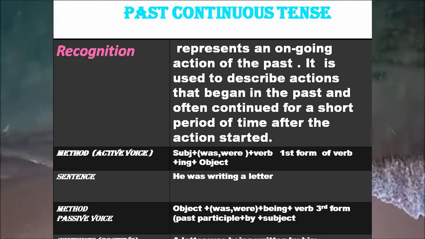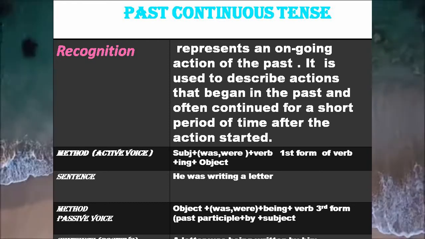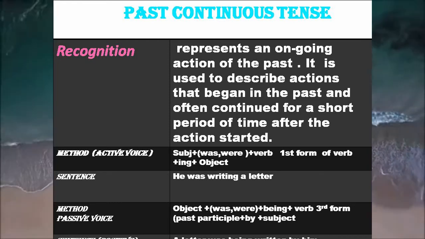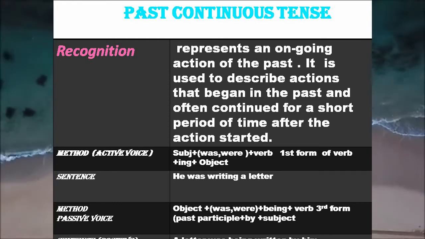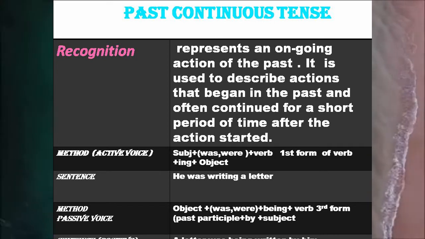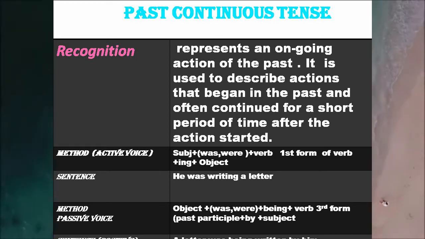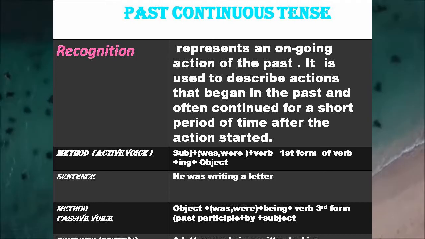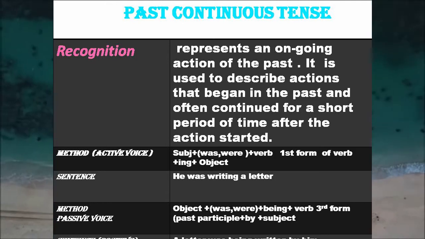Method, passive voice: object plus was, were plus being plus third form, past participle, plus by plus subject of the active voice. He was writing a letter. Passive voice: A letter was being written by him. A letter was not being written by him. Was a letter being written by him?